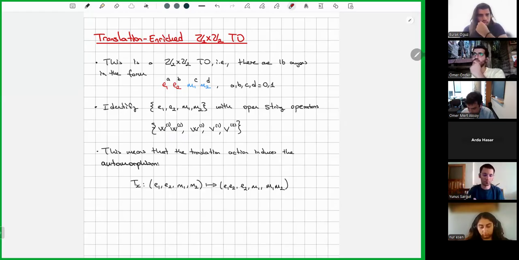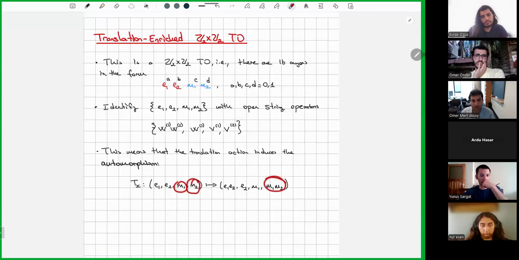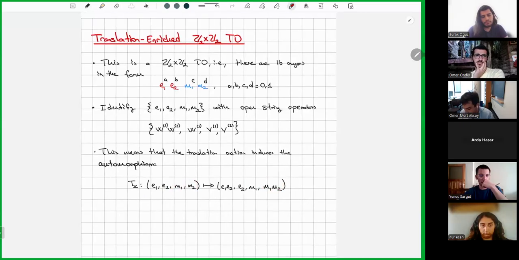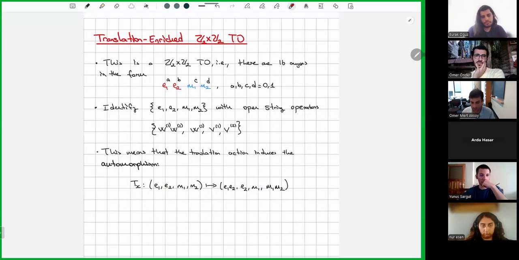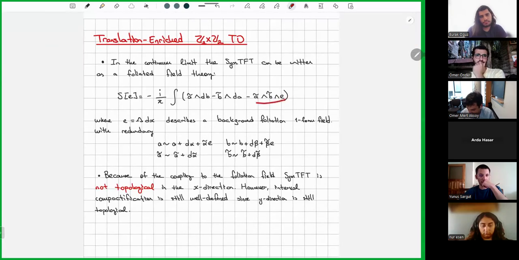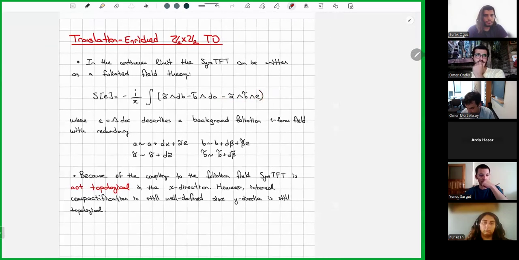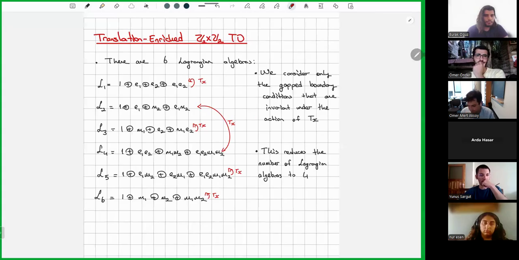And the point is that once you do this identification and this choice, the translation has an action on the anyon, so it permutes it. For instance, the E1 anyon is mapped under translation to E1 E2, and the E2 anyon is mapped to E2. And the M1 is mapped to itself as well, and M2 is mapped to M1 times M2. So there's a nontrivial translation action in the field theory that was determined by this coupling to the foliation field. And now it's your question.